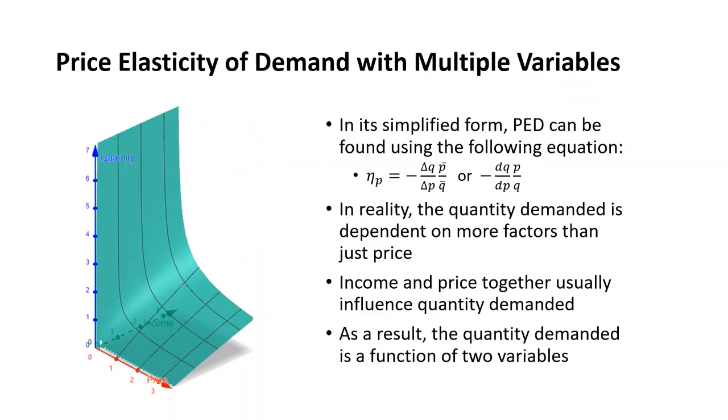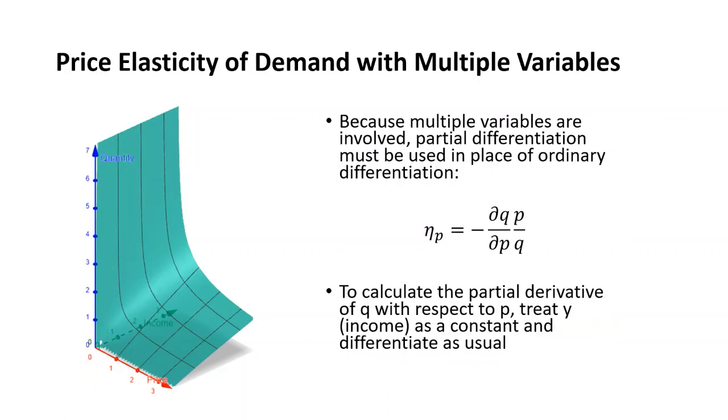We previously found the equation for the price elasticity of demand using two variables. In reality, however, the quantity demanded is dependent on more factors than just price. Income and price together usually influence the quantity demanded. Because of that, the quantity demanded is a function of two variables. Here's an example function on the left. Because multiple variables are involved, partial differentiation should be used in place of ordinary differentiation.